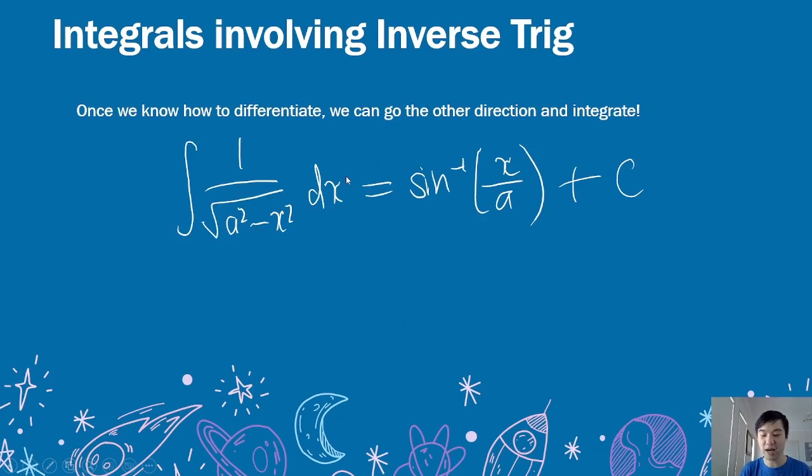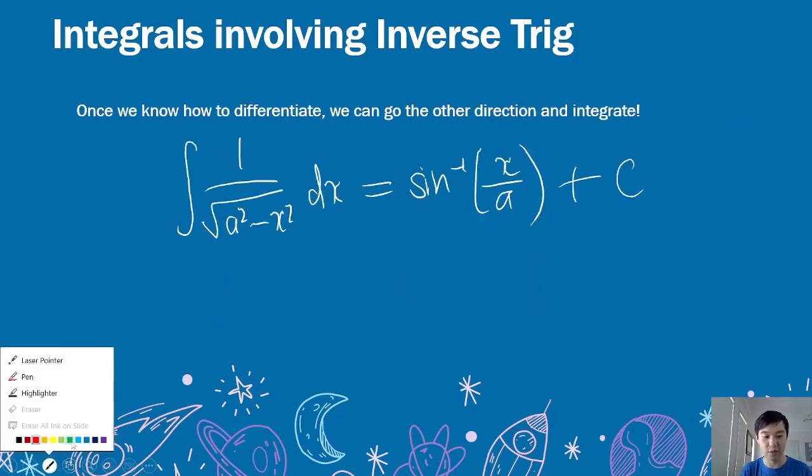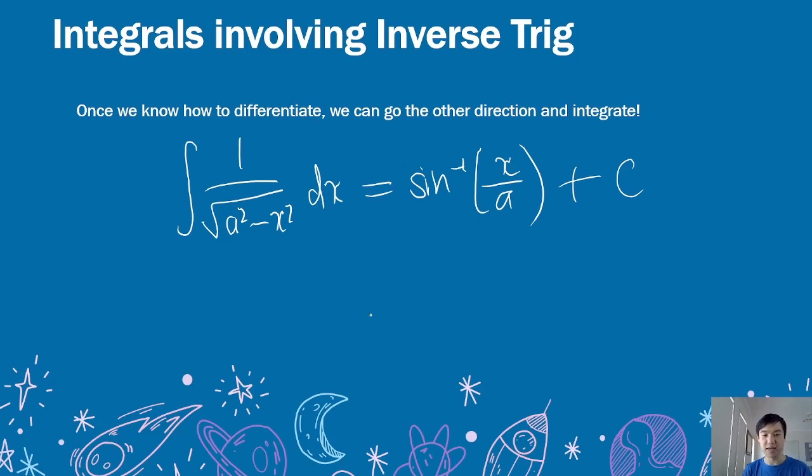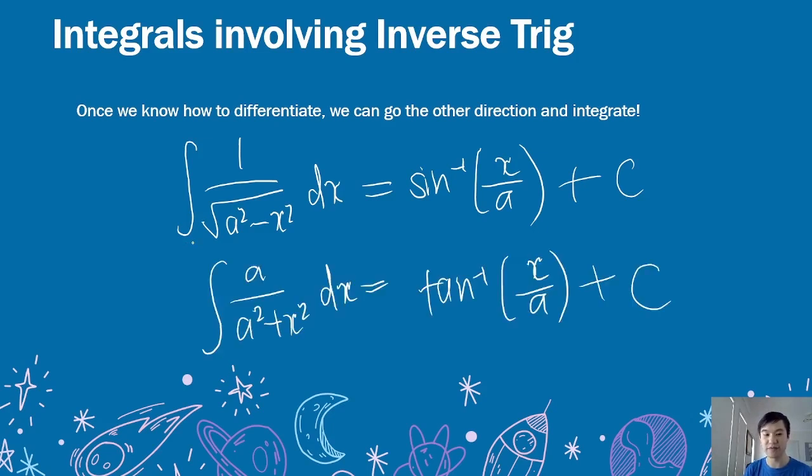Okay, so now that we know how to differentiate, we can go the other direction and we can integrate. So now we can say that the integral of 1 over root a squared minus x squared is just going to be inverse sine x over a plus c. And when we integrate a over a squared plus x squared, we'll get inverse tan x over a plus c.